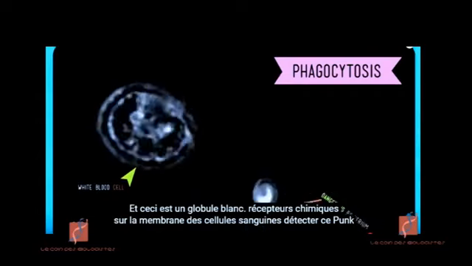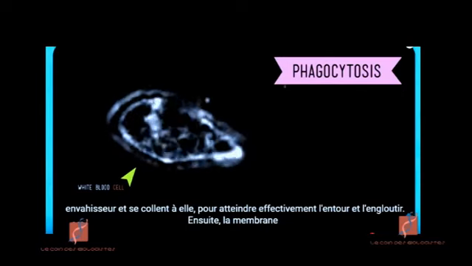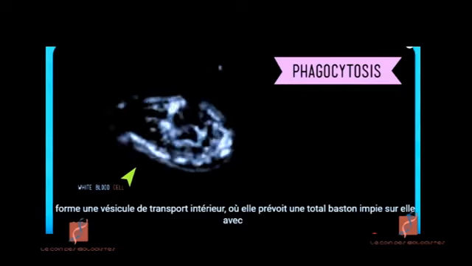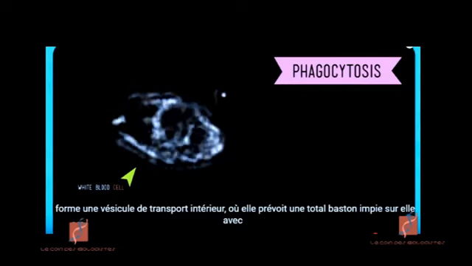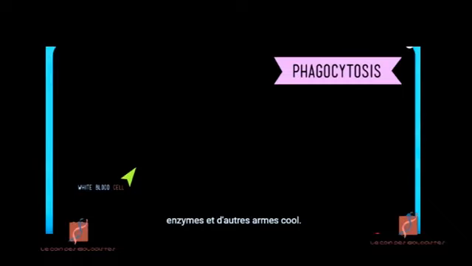Chemical receptors on the blood cell membrane detect this punk invader and attach to it, actually reaching out around it and engulfing it. Then the membrane forms a vesicle to carry it inside, where it lays a total unholy beatdown on it with enzymes and other cool weapons.